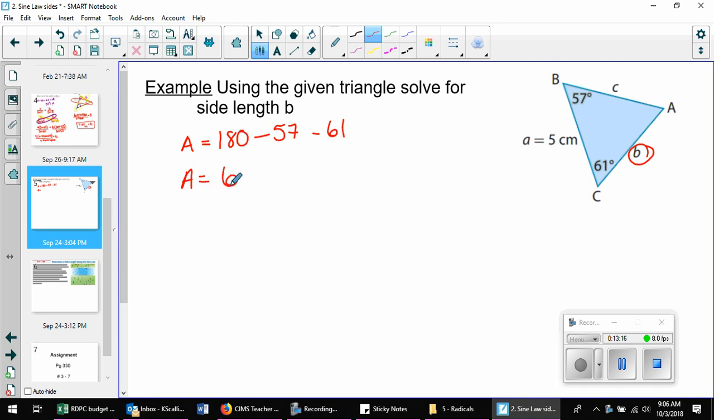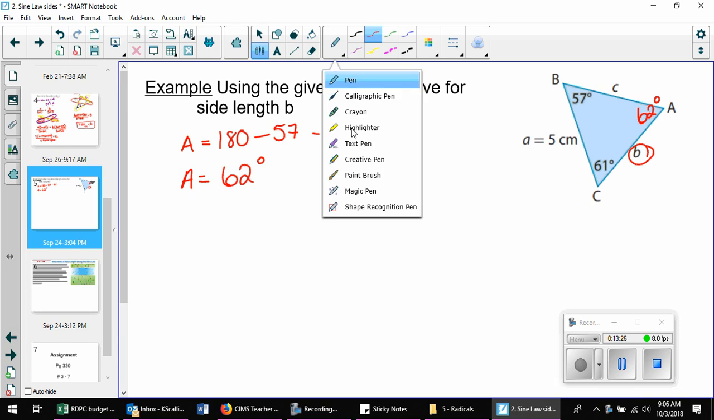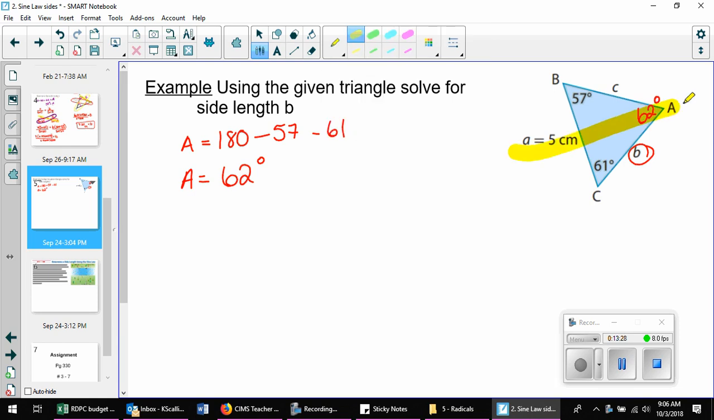62. So this angle here is 62. So now I have my matching set. So this A is my matching set. You always need that set that has both the side and the angle in it. And then the other one obviously is going to be this one because I need to solve for side B.